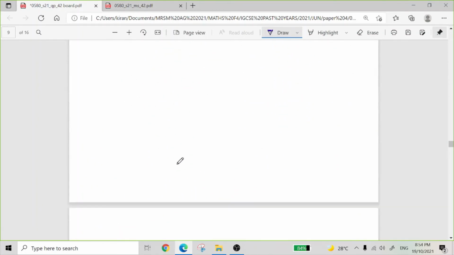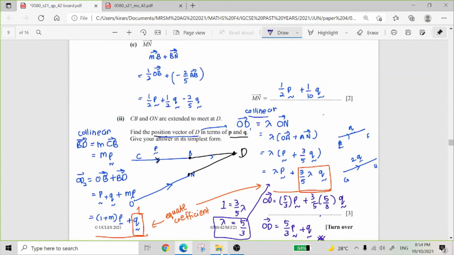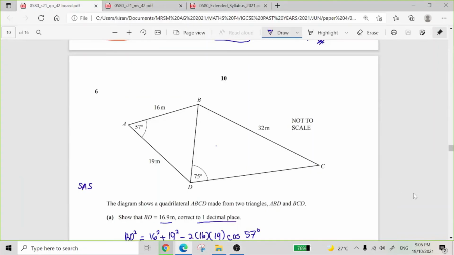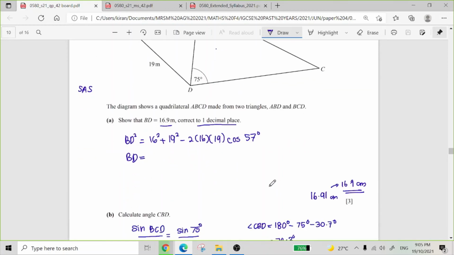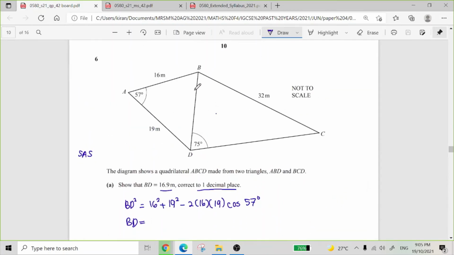Okay, we go to question number 6. The diagram shows a quadrilateral ABCD made from two triangles ABD and BCD. Show that the length BD is equal to 16.9, correct to one decimal place. You have to be able to differentiate whether to use cosine rule or sine rule.